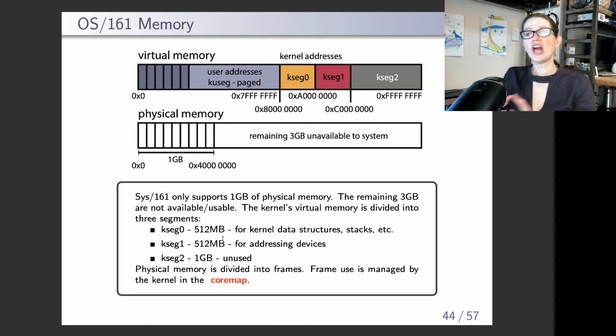So let's look a little bit more closely at how OS 161's memory is actually set up. As you know, we have 32 bits for virtual and physical addresses.